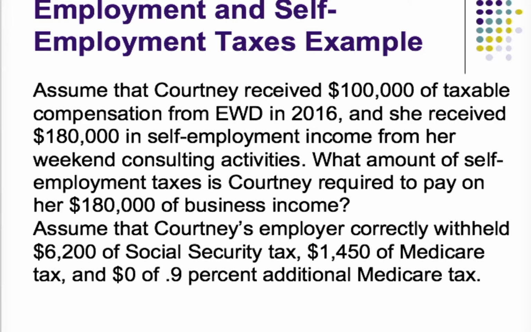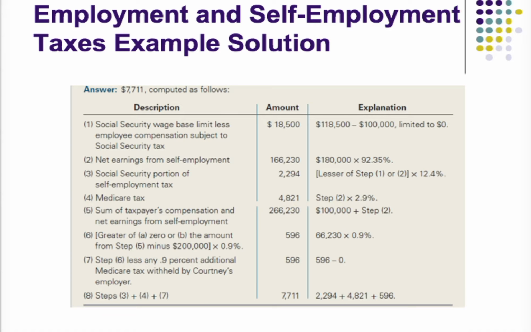So assume that Courtney received $100,000 of taxable compensation from EWD. In 2016, she received $180,000 in self-employment income from her weekend consulting activities. What amount of self-employment taxes is Courtney required to pay on her $180,000 of business income? Assume that Courtney's employer correctly withheld $6,200 of Social Security tax, $1,450 of Medicare tax, and $0 of 0.9% additional Medicare tax.